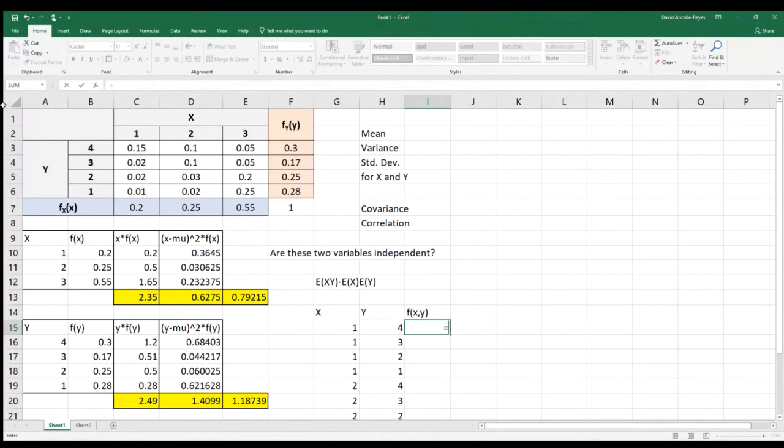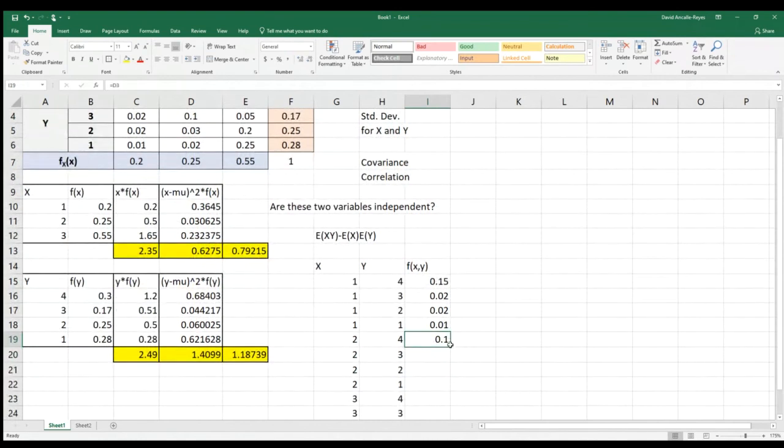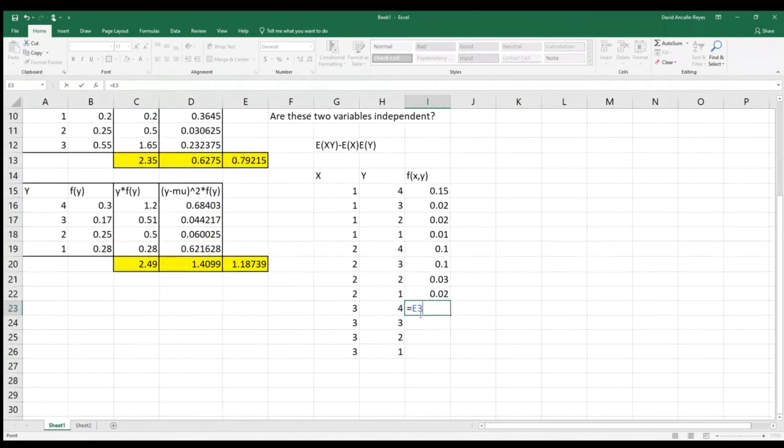Just to make my life a little bit simpler, I'm just going to reference this cell. For x equals 1, y equals 3, that probability is 0.02. For x equals 1, y equals 2, that probability is also 0.02. And for x equals 1, y equals 1, that probability is 0.01. Okay? So we're going to repeat the same procedure for all of my cells. And what I have is this nice little, somewhat annoying table.